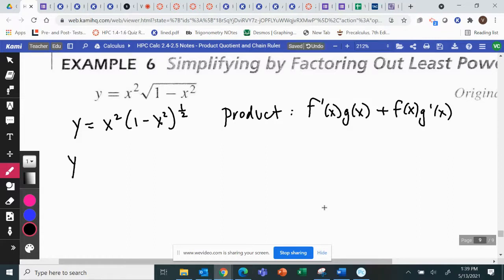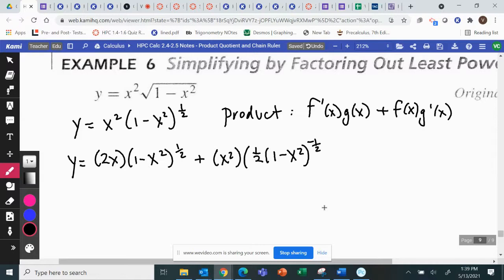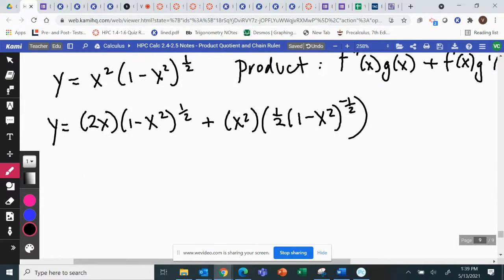That's going to give me y prime equals the derivative of x squared, which is 2x, multiplied by 1 minus x squared to the 1/2, plus then we have x squared multiplied by the derivative, 1/2 parenthesis 1 minus x squared to the negative 1/2. No, I messed up. Can you tell me why I messed up? I just had to think for a second. Can anybody tell me why I messed up? I'm erasing something.